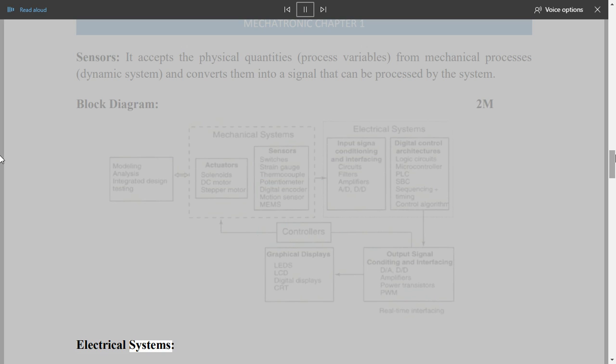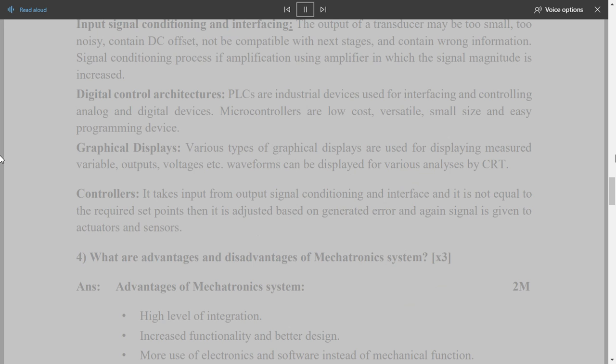Electrical systems. Input signal conditioning and interfacing: the output of a transducer may be too small, too noisy, contain DC offset, not be compatible with the next stages, and contain wrong information. Signal conditioning process is amplification using an amplifier, in which the signal magnitude is increased.